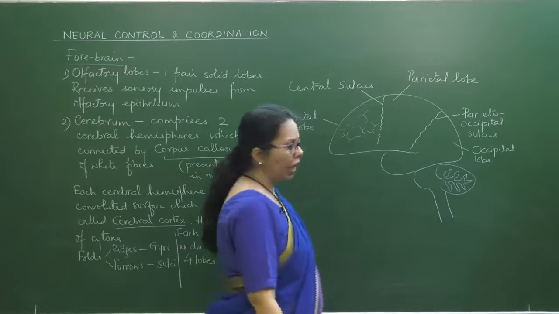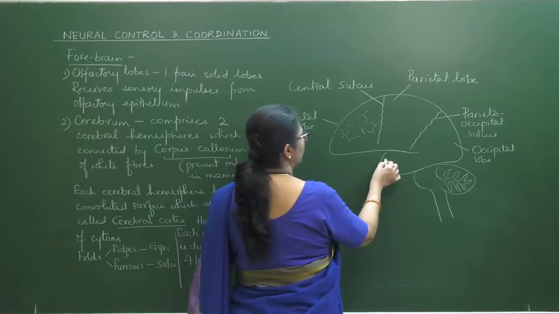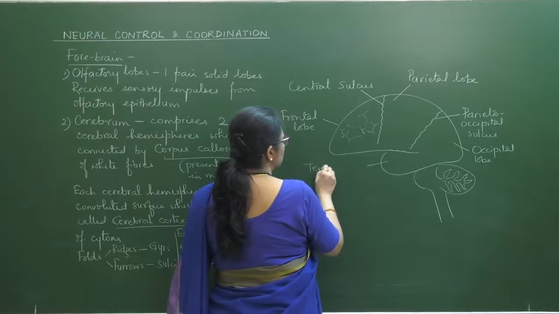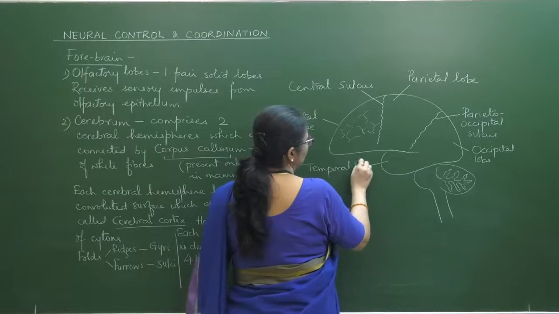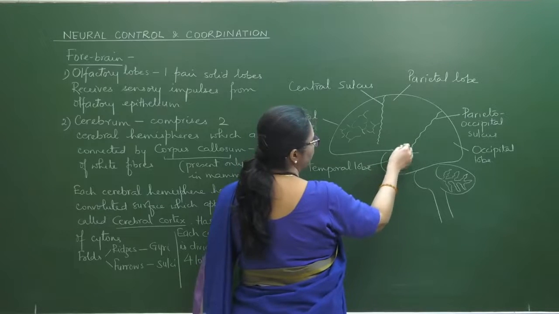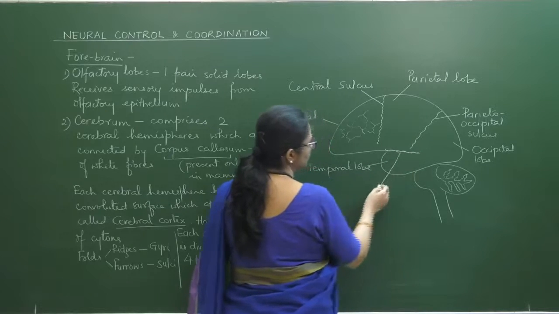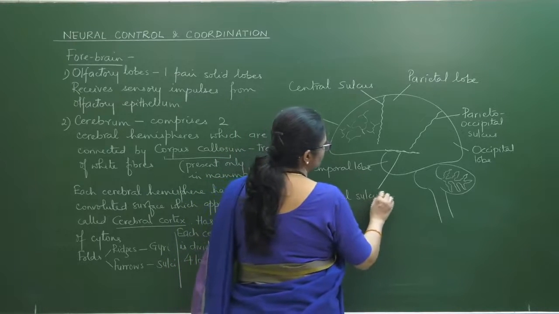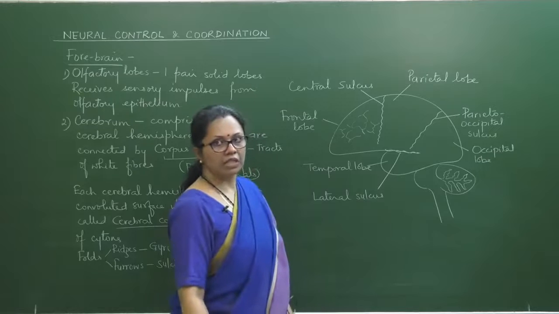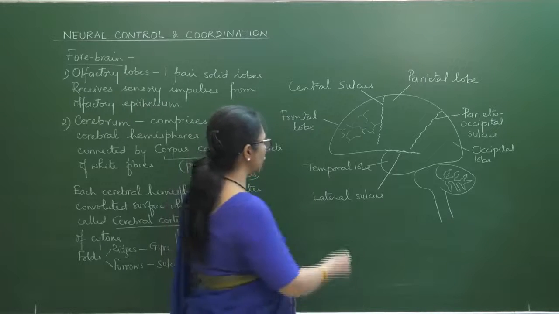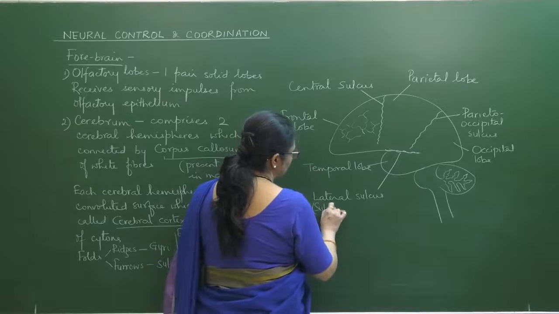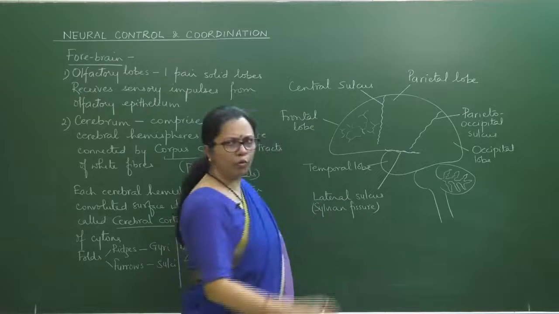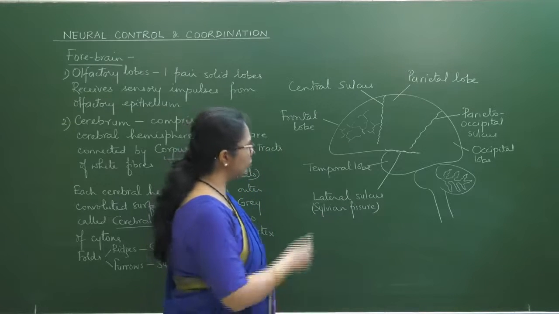Okay, and here this one is the temporal lobe. The temporal lobe is separated from the parietal by this part here, which is called the lateral sulcus, or the Sylvian fissure also it is called. Fissure and sulcus are more or less similar things, depressions, right?